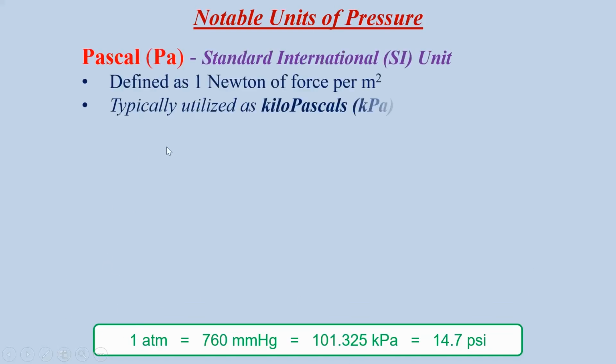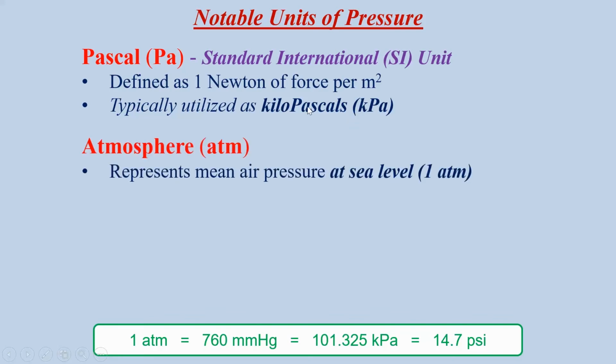A Pascal is the standard international unit. That's a fancy way of saying it's the one that scientists mainly use, like kilograms and meters. It's defined as 1 Newton of force per meter squared. If you remember your grade 10 motion and force, or if you've taken physics, imagine pushing down with 1 Newton of strength inside a box that's a meter by a meter by a meter. But that's a very, very weak push. So we typically use kilopascals, which are 1,000, just like a kilogram, because that's 1,000 newtons per meter squared.